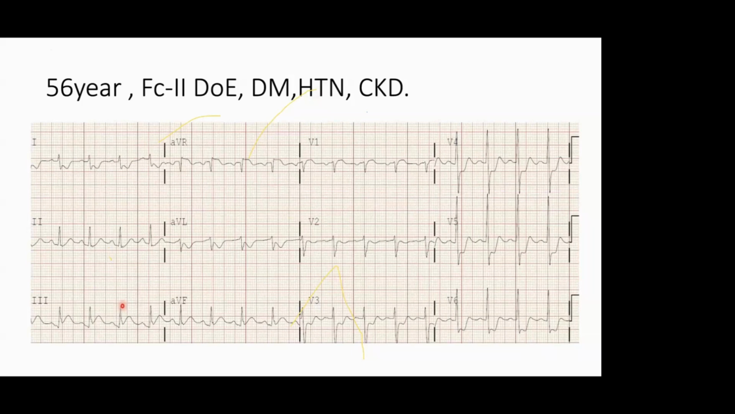ST depression everywhere except elevation in AVR. ST elevation in AVR and V1 also, but AVR is more than V1. This is the same thing I told you just now. Because the RCA occlusion or left main supplying the RCA territory, but left main is occluded. Now with ischemia, this patient will be having a severe 3-vessel disease, severely compromised circulation to the heart. So this is called Aslanger pattern, severe 3-vessel disease pattern.